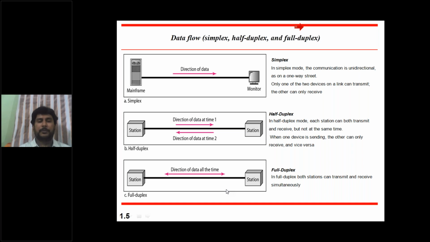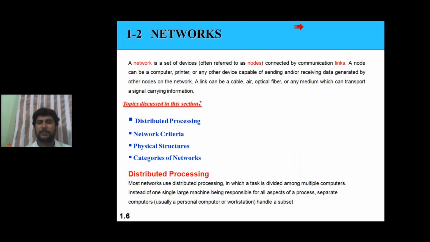Right. So I think this is also clear. We discussed what is data, and then we tried to understand what is data communication, what are the components of data communication, and then how we are going to classify the networks based on the direction of data flow. Next, we are going to introduce you to networks.